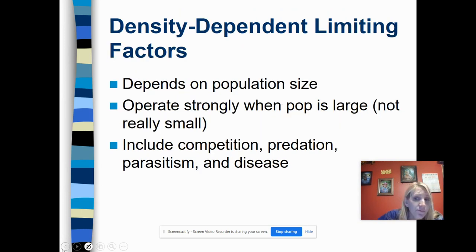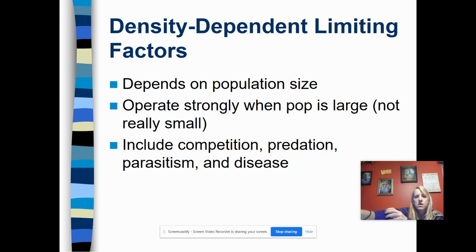Density dependent limiting factors act depending upon how dense the population is. So the larger the population, the more it's going to affect it. Examples of that are disease. If the population is really large, they usually are really close together, and then disease will affect all of them. If the population is really large, then they're going to have competition, and that's going to cause the population to go down because there's not going to be enough resources. If the population is really large, then they're going to have predation, things like that.